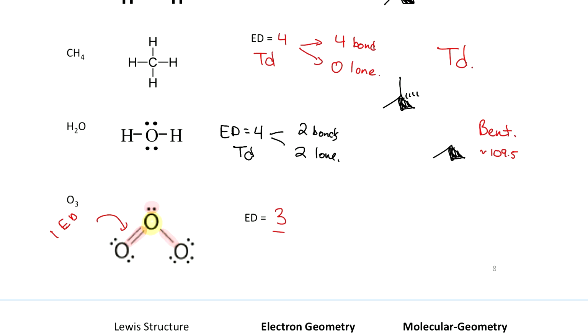So let me give you another example. If I had something like this, all right, if I had a single bond there, a double bond there, a triple bond there, this isn't a real thing. Whoops. All right.